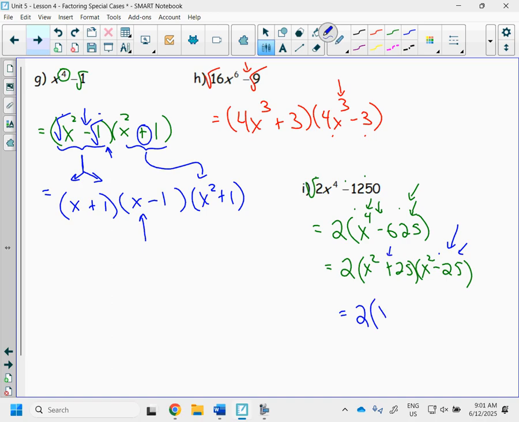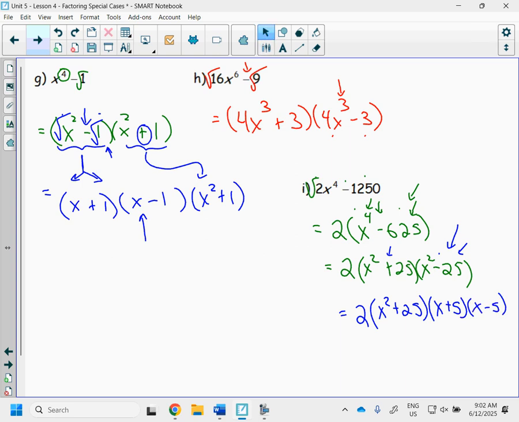I can't do this bracket. It's got a plus sign in it. But the other one can be split into x plus 5 and x minus 5. And there's your difference of squares.